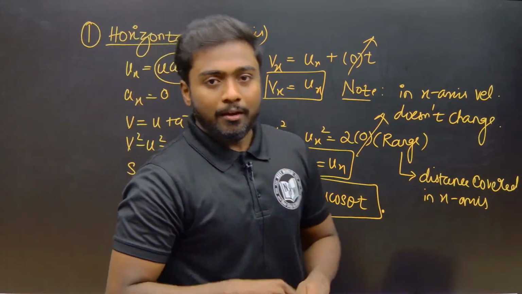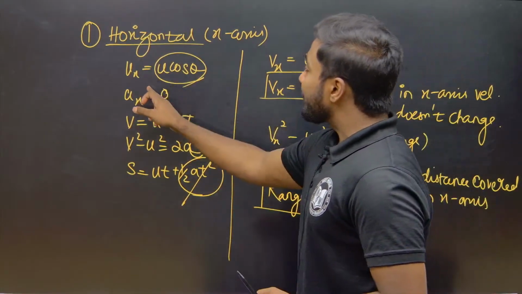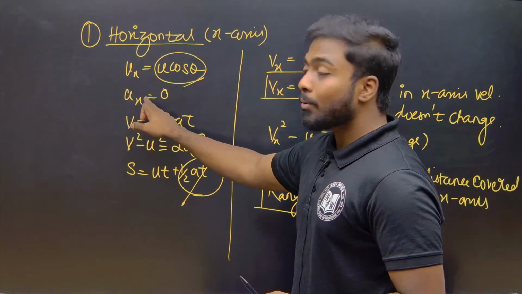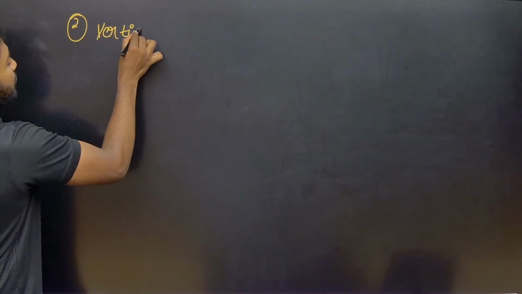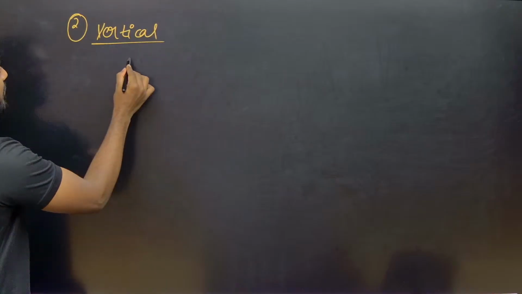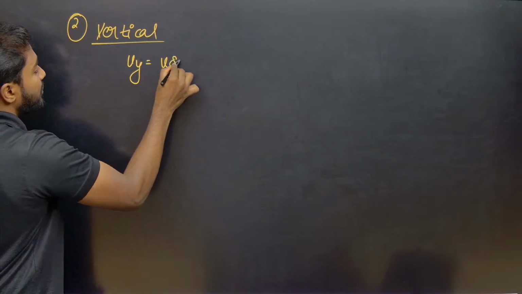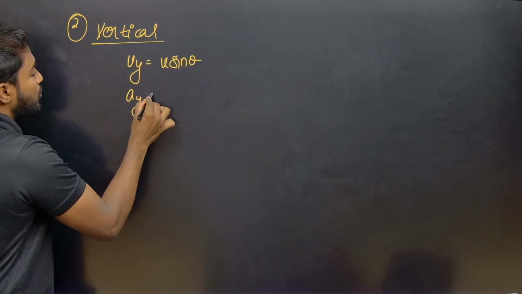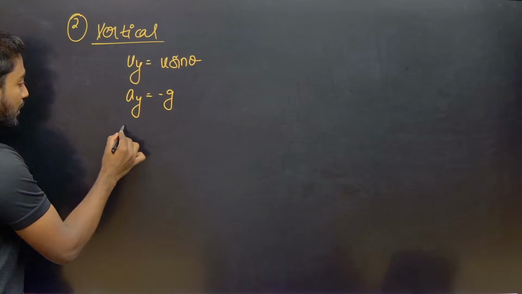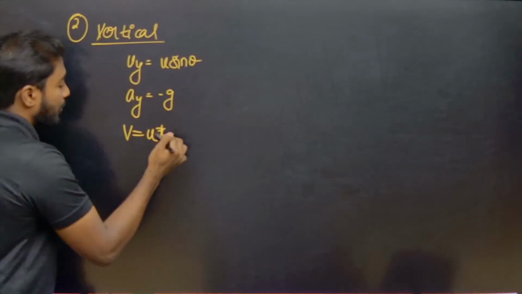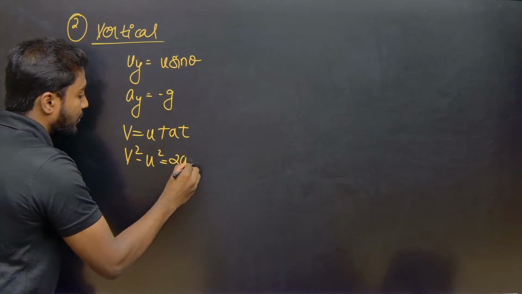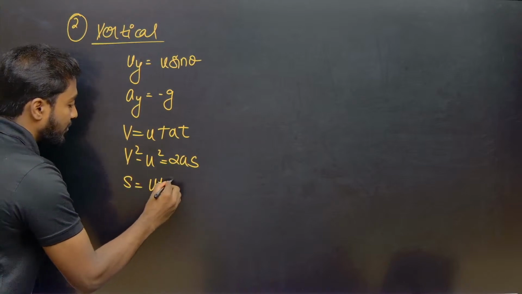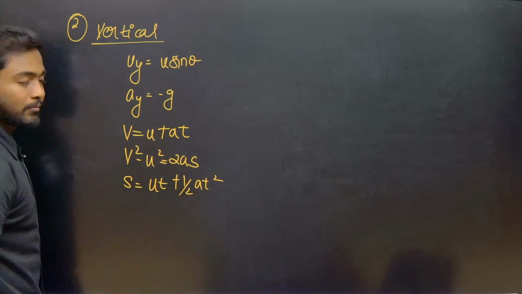When I talk about the vertical, it is a similar pattern, guys. So uy is equal to u sin theta, and ay is equal to minus g. I will take a new page. See, the second one is vertical. So uy is equal to u sin theta, ay is equal to minus g. Next the equations only: v is equal to u plus at, v square minus u square equals to 2as, s is equal to ut plus half at square, right.